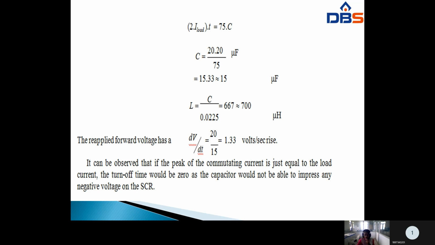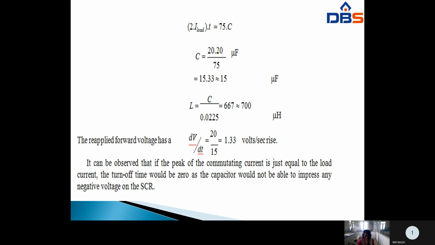Okay, so when you simplify this, 15.33, that is approximately 15 microfarads. The capacitor will be 15 microfarad, and L equals C by 0.0225. That implies 667, which is approximately 700 microhenries. So the reapplied forward voltage has dV by dt. Here dV voltage will be 20 and dt will be 15, so a total of 1.33 volts per microsecond rise.